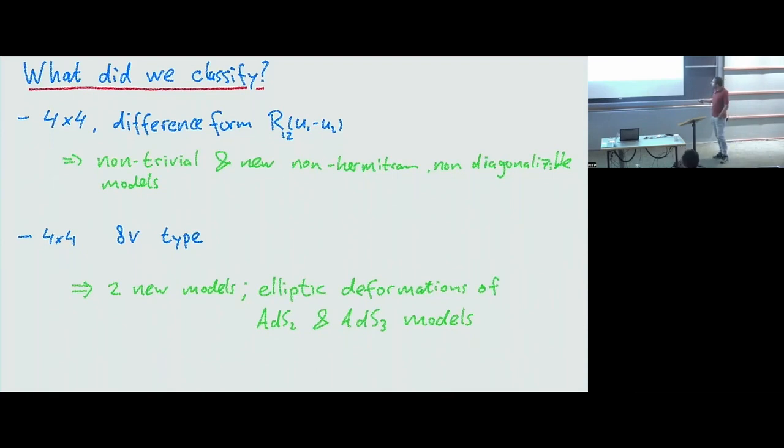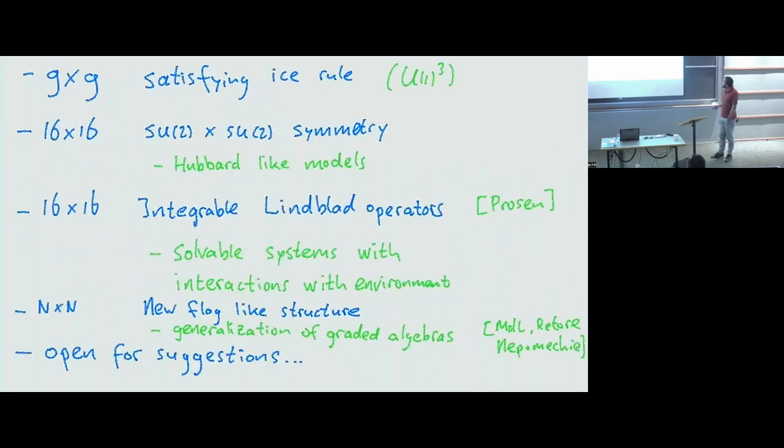Okay, so yes, in a sense, the S matrices we found are sort of a solution in search of a problem. Okay, so we also did 9 by 9, 15 vertex, where we satisfy the ice rule, which means it commutes with basically the diagonal part of SU3, so 3 U1s. We did some 16 by 16 Hubbard-like models. We found something that looks like the Hubbard model, but has different properties.